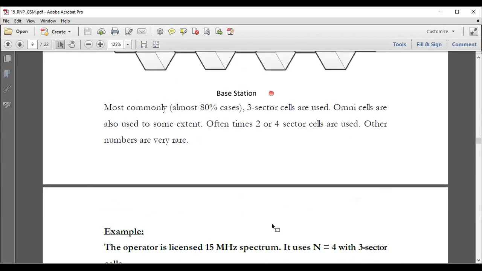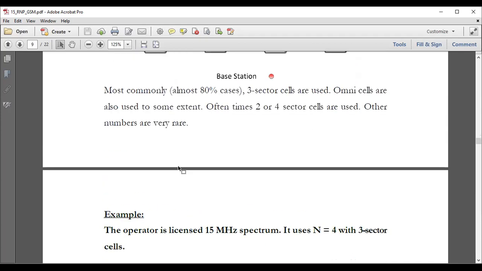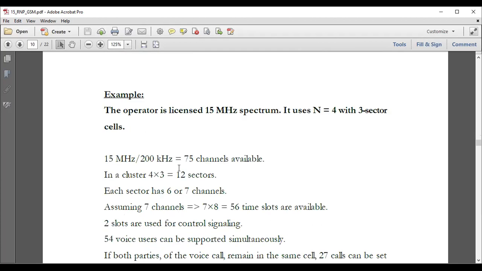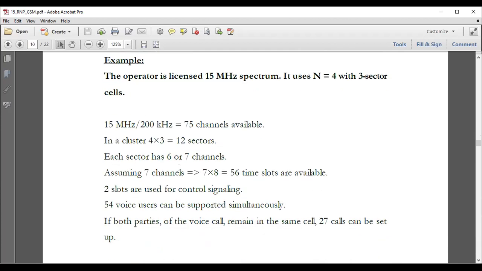Okay, so I said that in almost 80% of cases there are three sectors, and omni cells are also used to some extent, and sometimes 2 or 4 sector cells are used. Other numbers are very rare. It can be up to 6.